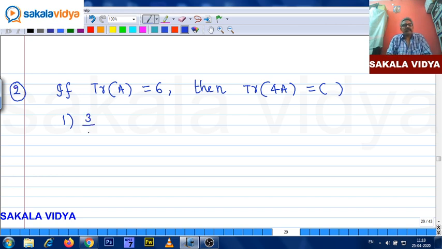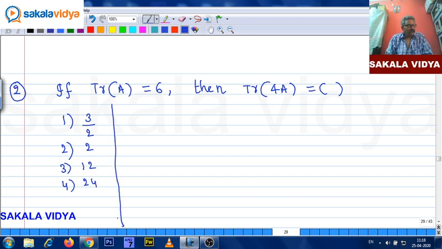First option is 3 by 2, second option is 2, third option is 12, fourth option is 24. Okay. It may be previous problems also, don't worry, we need to get the concepts.